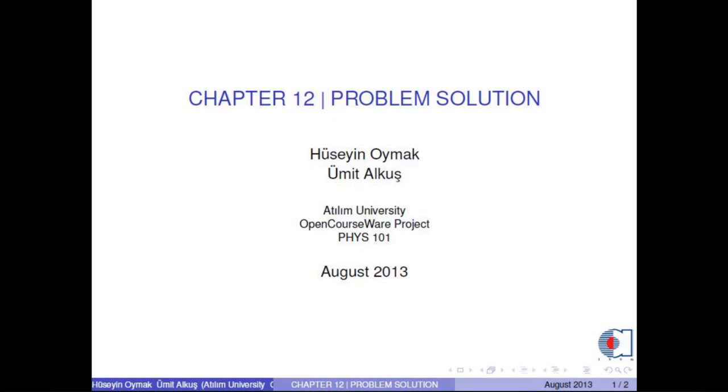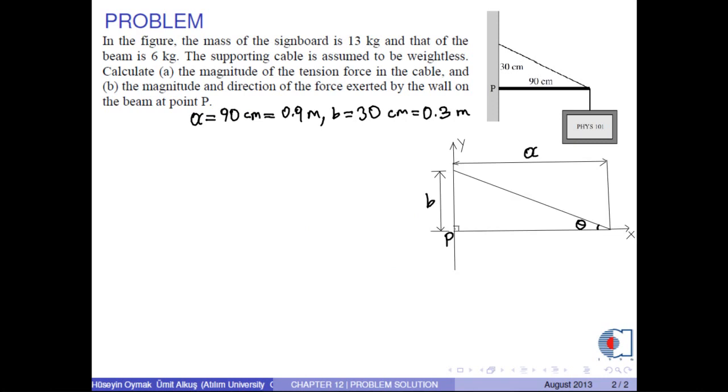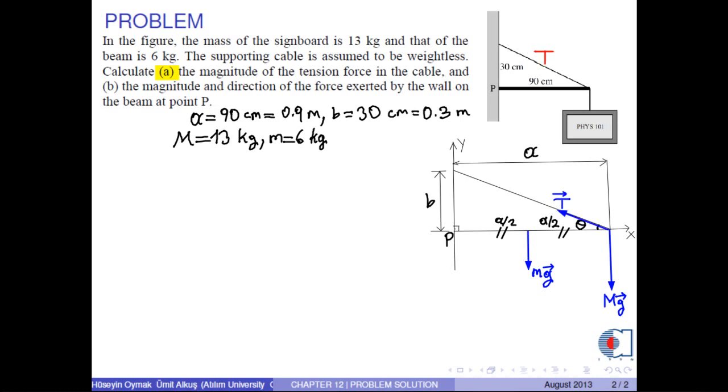In this video, we will solve one problem in chapter 12. In the figure, the mass of the signboard is 13 kilograms and that of the beam is 6 kilograms. The supporting cable is assumed to be weightless. Calculate A. The magnitude of the tension force in the cable. B. The magnitude and direction of the force exerted by the wall on the beam at point P.